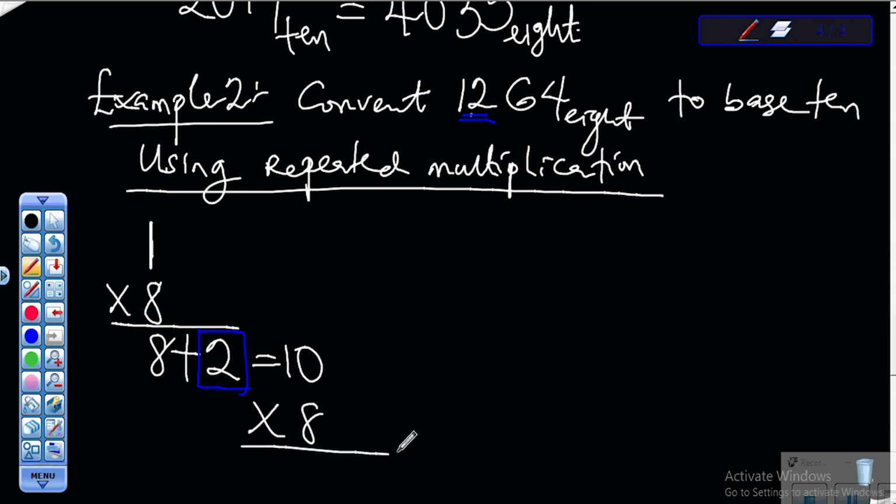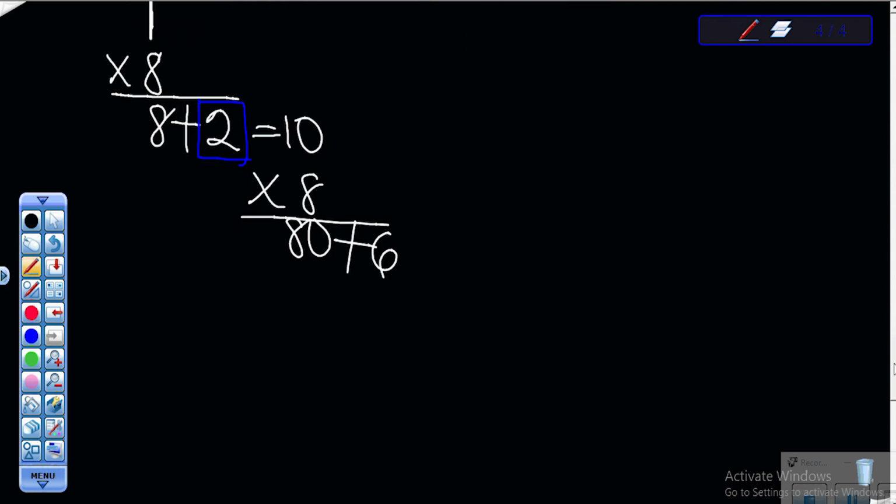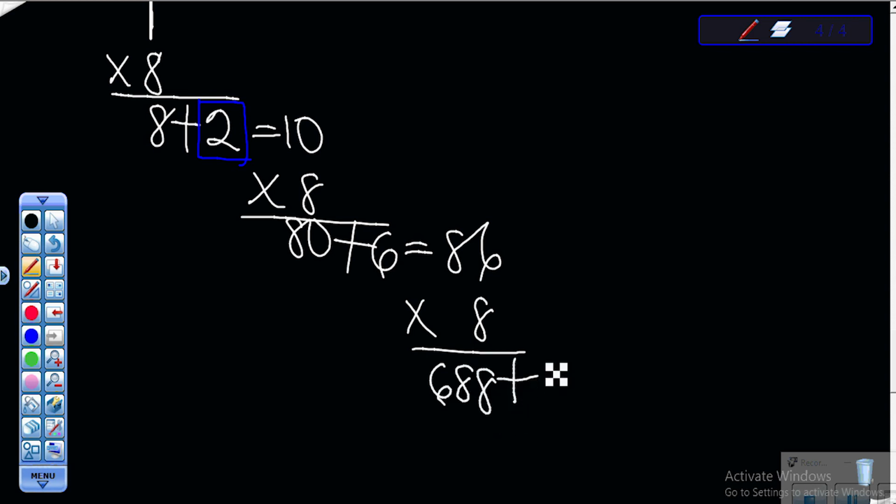Multiplying by another 8, I'm having 8 plus the next digit again, which is 6. So I am to add 6, which will give me 86. What will I do next? Repeated multiplication. You have to multiply by another 8. Multiplying by another 8, I will find my result, which is 688, then add it to the last digit.